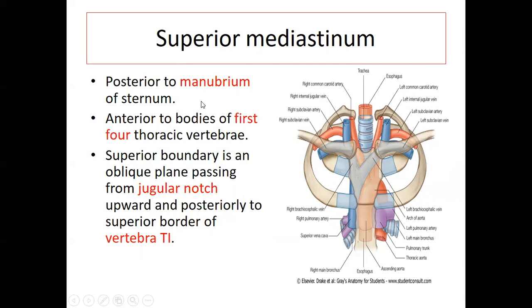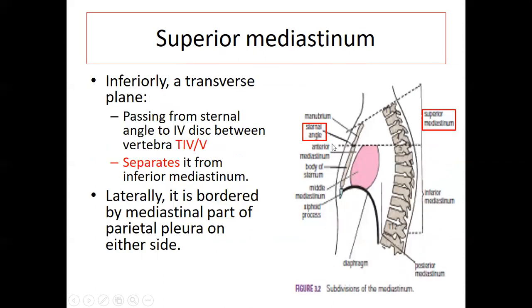That is the superior boundary of the superior mediastinum. Inferiorly, definitely, is the transverse plane that we drew just now. The transverse plane is passing from the sternal angle toward the back, to the intervertebral disc between vertebra number 4 and vertebra number 5.